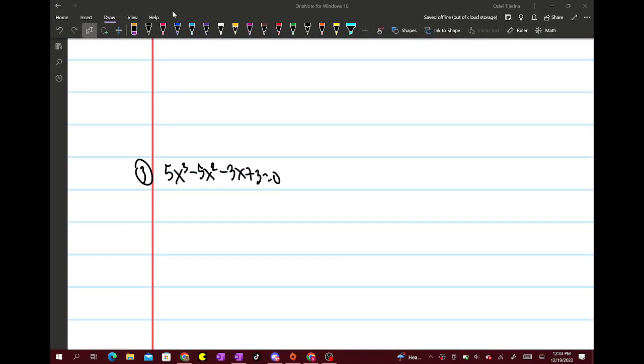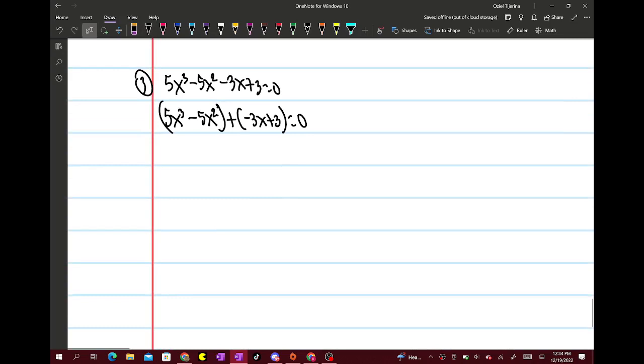Okay, so this one says 5x cubed minus 5x squared minus 3x plus 3 equals 0, right? So it's the same idea. You're just going to grab this. So let's go ahead and rewrite it. So this would be 5x cubed minus 5x squared plus negative 3x plus 3 equals 0. We're going to grab this, and we're also going to grab this, okay, and factor them separately.